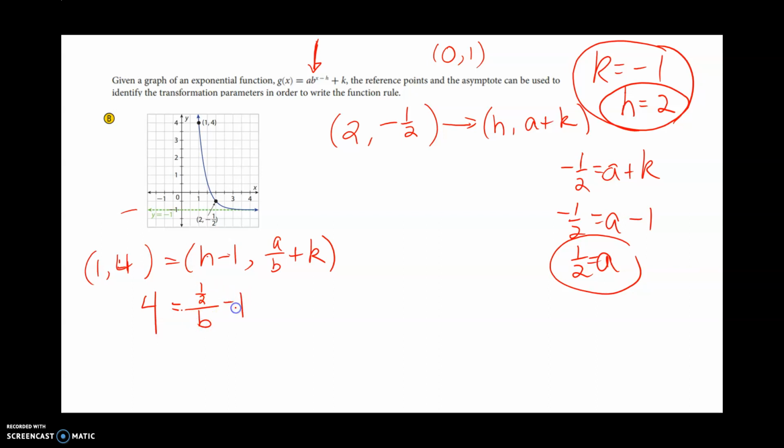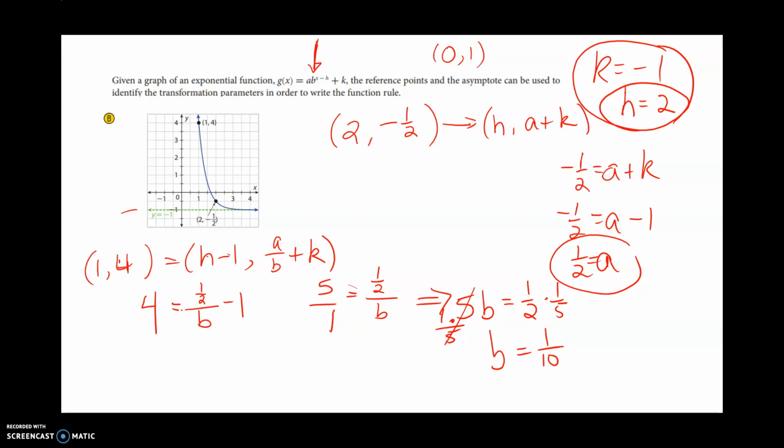K is negative 1. So now we're going to solve. Add 1 to both sides. 5 equals 1/2 over b. So what if I write it like this, folks? 5 over 1. Now I can cross multiply. This becomes 5b equals 1/2. Let's divide by 5, which is the same as multiplying by 1 over 5. b equals 1 over 10.